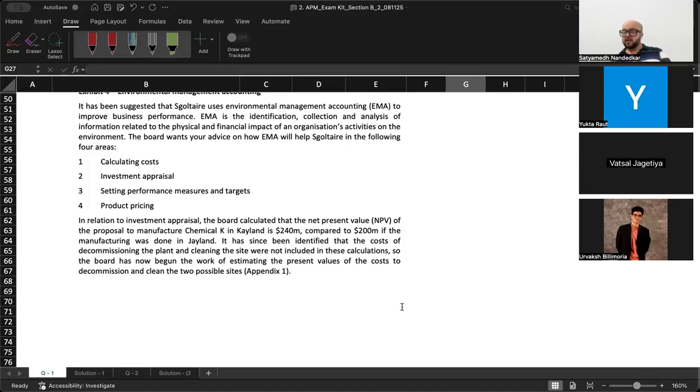For example, one of your key performance indicators or targets could be the volume of water taken from the local river, or the proportion of WPA getting released. So you could have some short-term and long-term performance targets, and EMA will help you with that. Do you agree? Yes, sir.